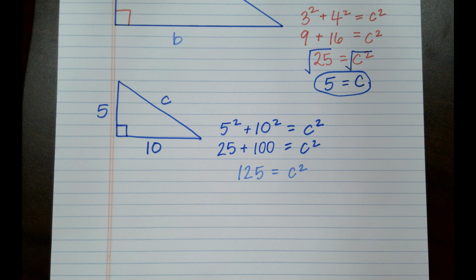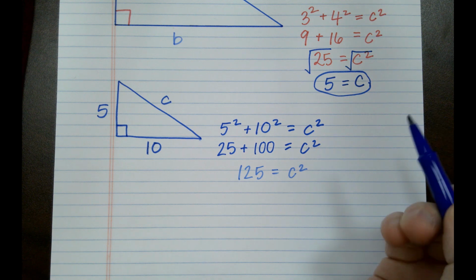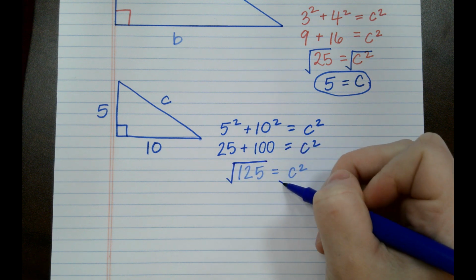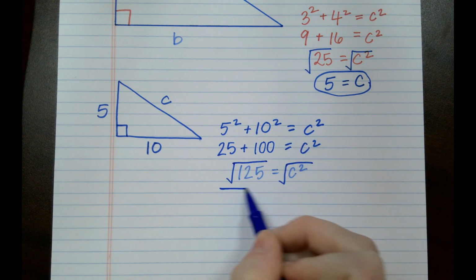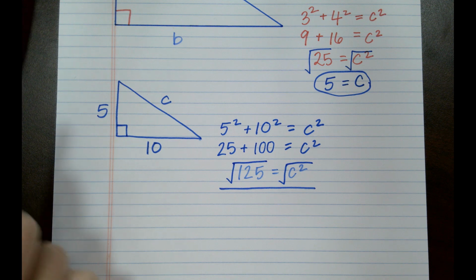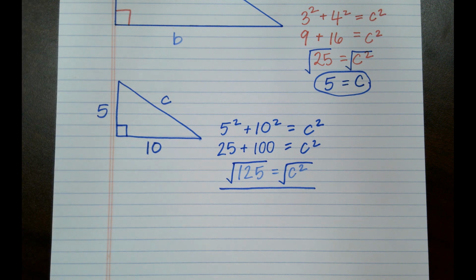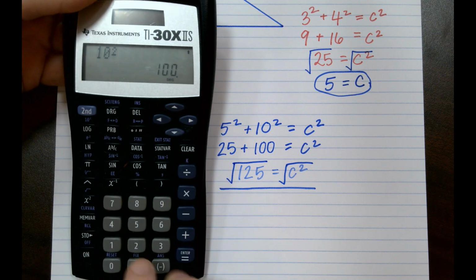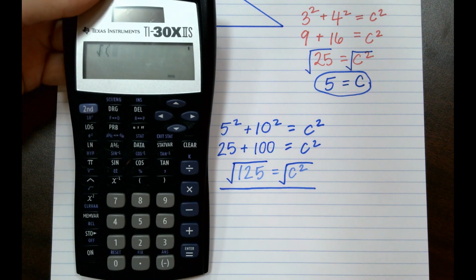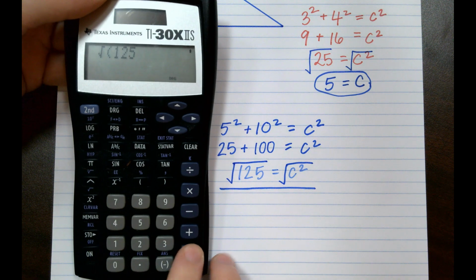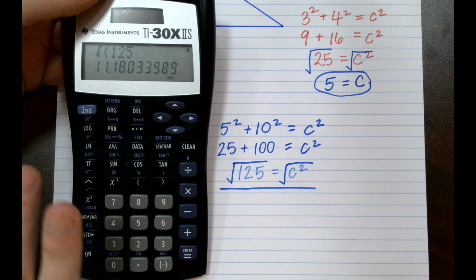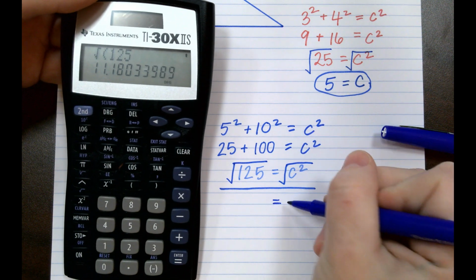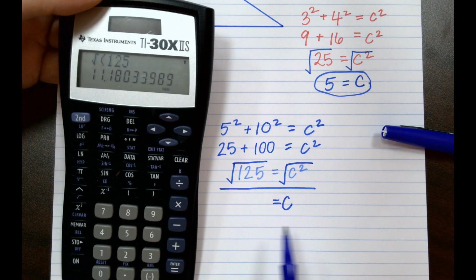Okay, and what's our very last step here? Yes, do the radical, do the square root on both sides, and let's see what that gives us. A decimal? Okay, let's see. Square root of 125. Ooh, big old decimal. Okay, so I have c by itself now.